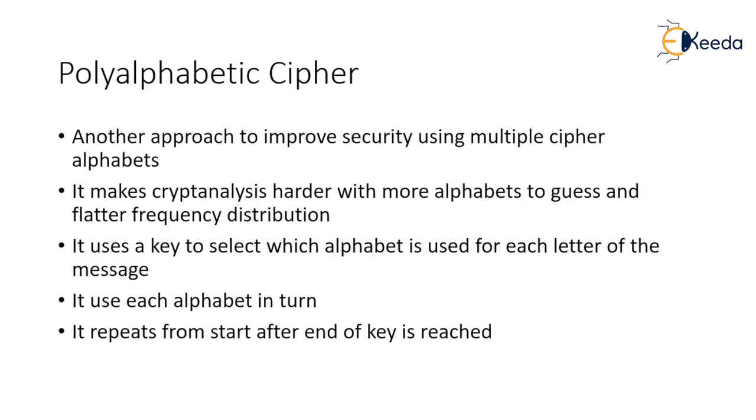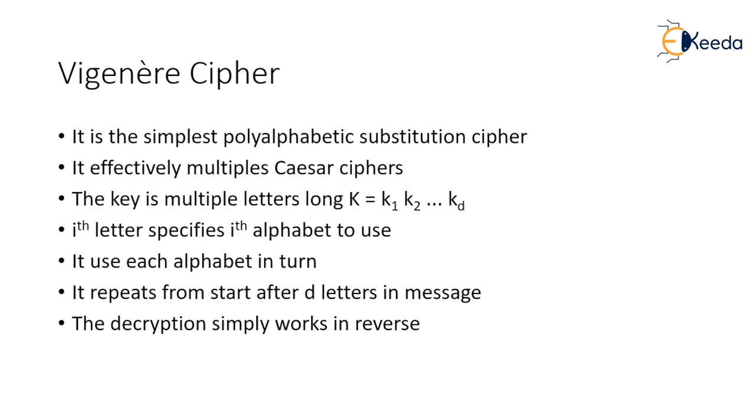Now let's take an example of the polyalphabetic cipher, that is the Vigenere cipher. The Vigenere cipher is considered the simplest polyalphabetic substitution cipher. It effectively multiplies the Caesar cipher. The Caesar cipher is considered the basic cipher of the substitution technique. Here the key is multiple letters long.